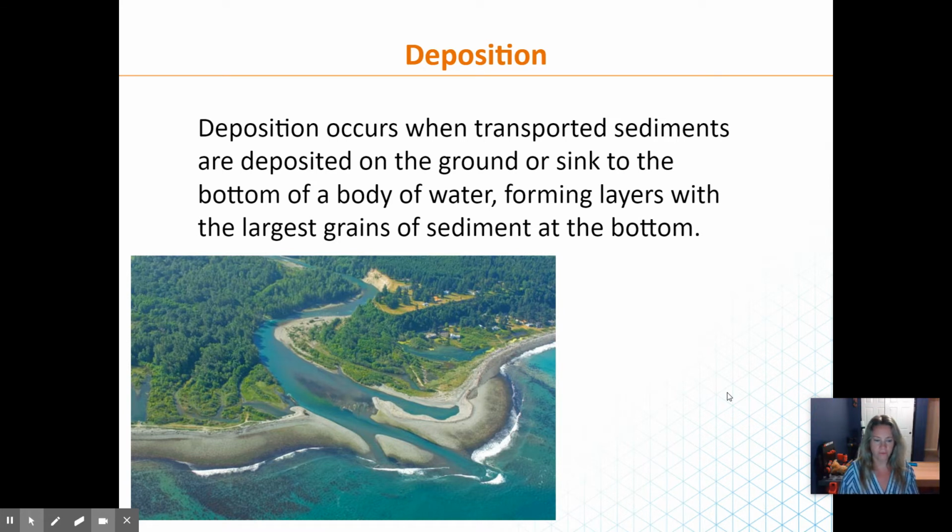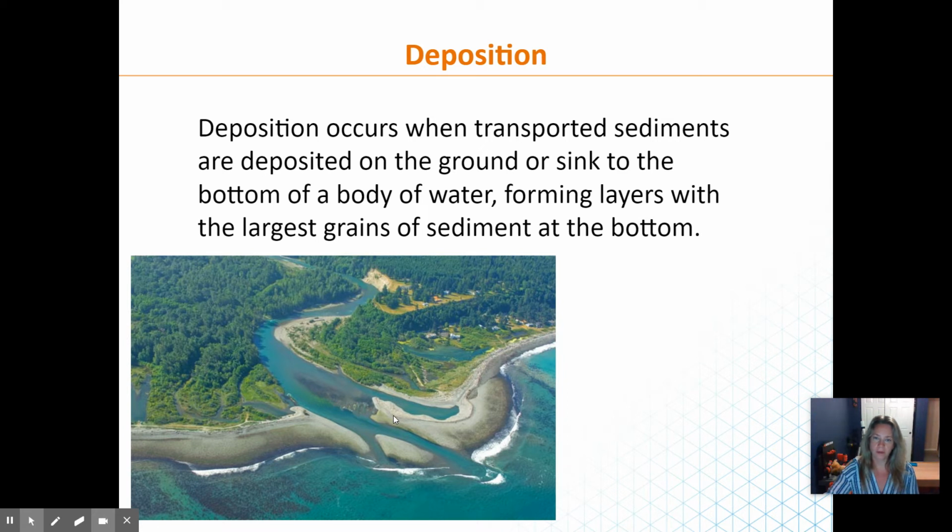So you can see in the mouth of this river, in this delta, that the water here is breaking down, or not breaking down, but it's carrying the sediment. And then the sediment is being deposited as the river slows into this larger body of water. It can't carry as much. And so when it slows, it drops that sediment, and that sediment becomes deposited.